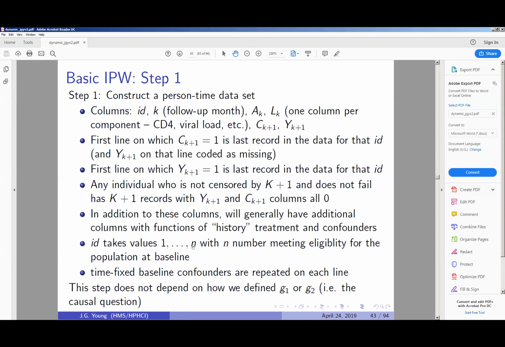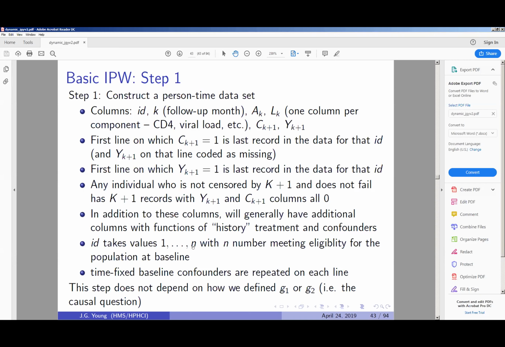So going back to this basic IPW algorithm, step one. The first step is we're going to construct a person-time data set. The way this data set is going to look is that it's going to have columns. One column is going to be index ID, which is a unique individual identifier. K is the month of follow-up, starting always at 0, the baseline month, and going up to a max in our example of 59, so that there's a max of 60 months.